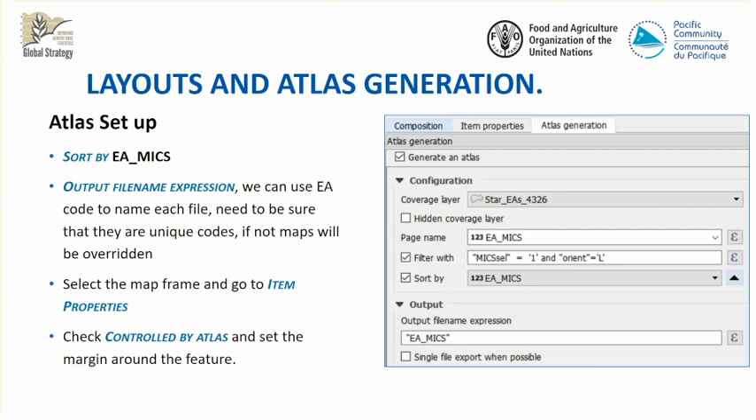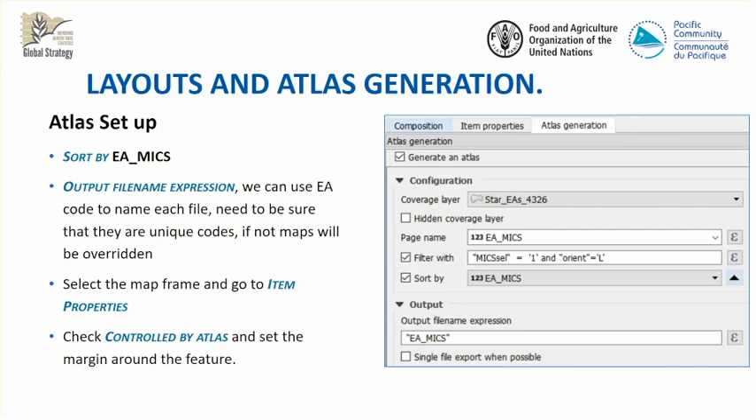Okay, so for these output file names, we need unique values. The easiest way is to use EA codes that we are 100% sure are unique, or village code. Sometimes if we use names, we can find a duplicate, for example, and they will override. So why, if I have 200 rows, is the atlas just producing 198 maps? Because I probably have a problem with that.